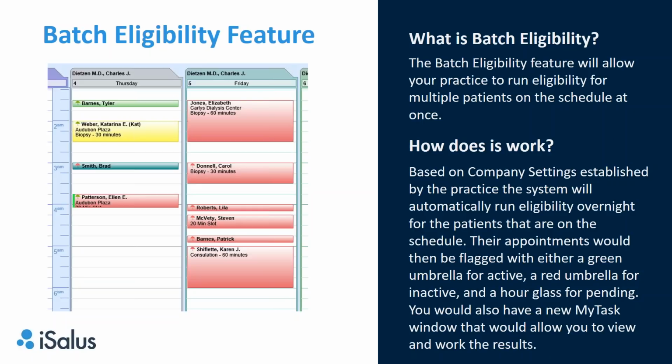So it is up to you if you are using that or not. If you're not currently using the regular eligibility feature, there is no reason why you need to have the batch eligibility, or vice versa. So they are two separate functions.